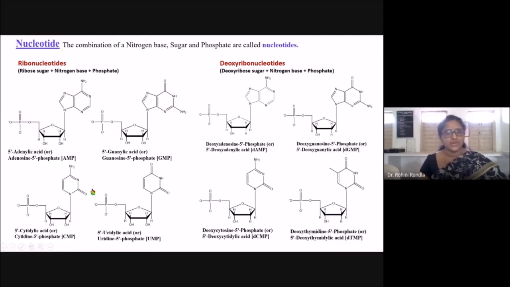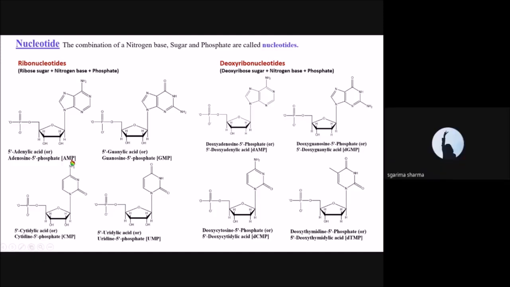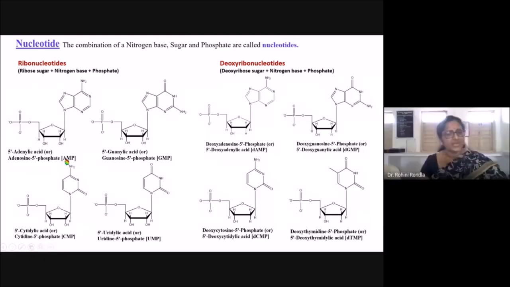You must have seen AMP, GMP, UMP many times in metabolic pathways. What is this AMP? Can you guess? Adenosine monophosphate. Very good, adenosine monophosphate. Here we are seeing only one phosphate group and the name is adenosine monophosphate, and the actual name is adenosine 5-phosphate.